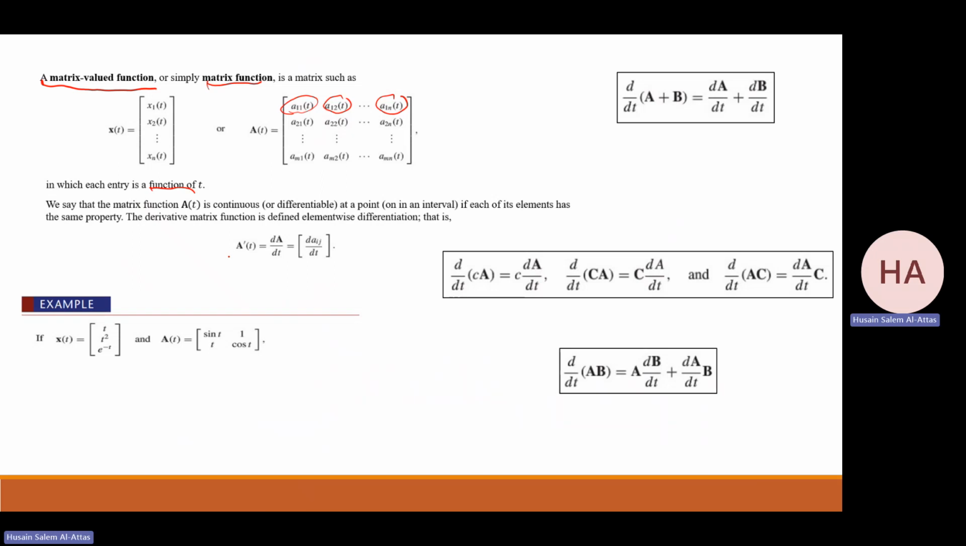How to do the derivative of that matrix? We'll do it element-wise. We'll do the differentiation of each element. And we have some formulas. The derivative of the sum of two matrices is the derivative of the first plus the derivative of the second.